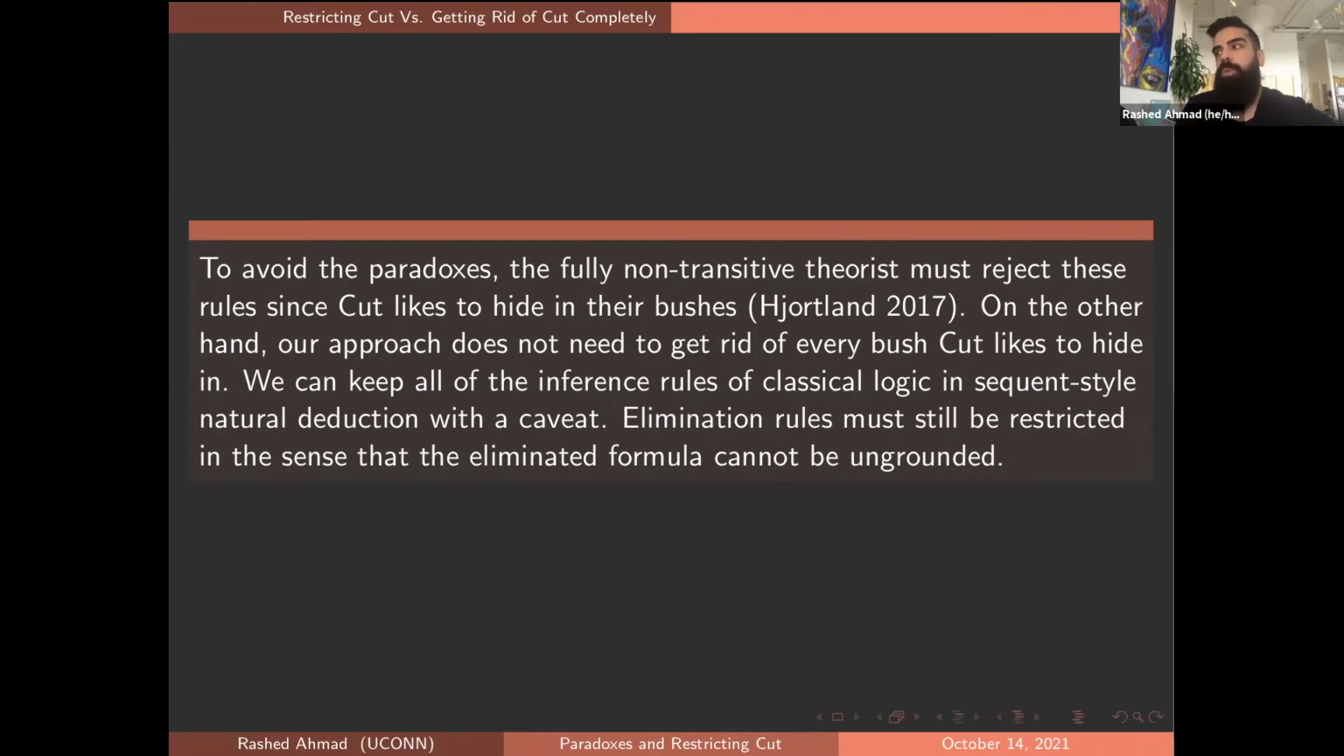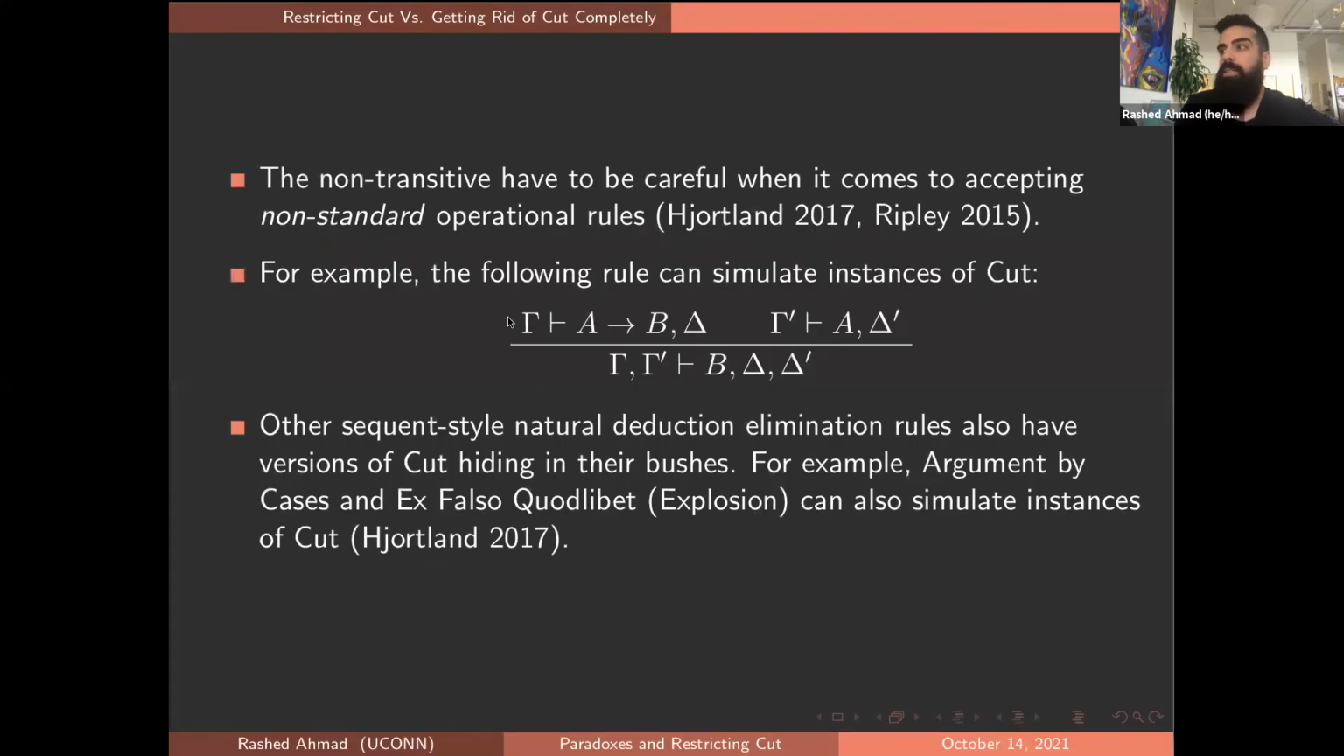So elimination rules must still be restricted in the sense that the eliminated formula cannot be ungrounded. So we can still admit modus ponens. So modus ponens is allowed in our system as long as A, here where we affirm the antecedent, A cannot be ungrounded. Similarly for argument by cases and principle of explosion and other elimination rules.